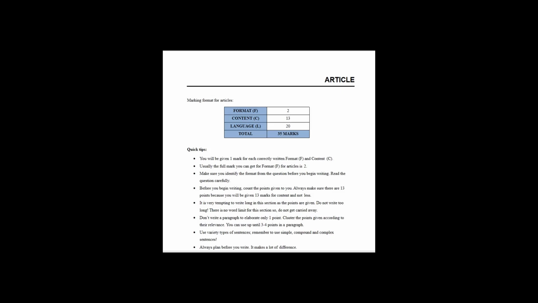Next, make sure you identify the format from the question before you begin writing. Read the question carefully. This is where most of the students will make mistakes. They only read once and they just start straight away. In my experience, several students find it hard to identify the correct format for article. Sometimes the same case scenario also happens for informal and formal letter writing.